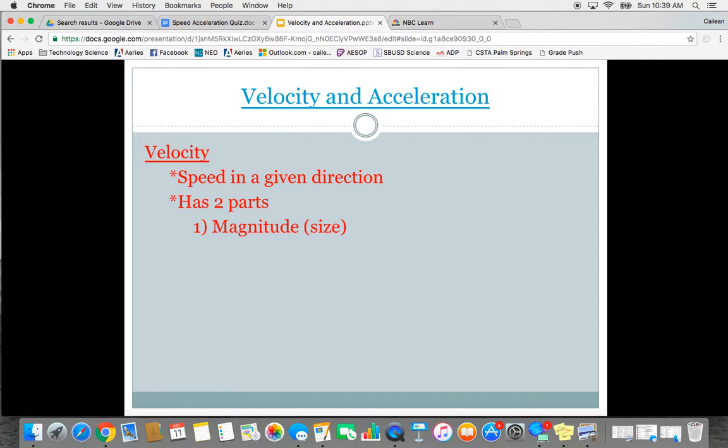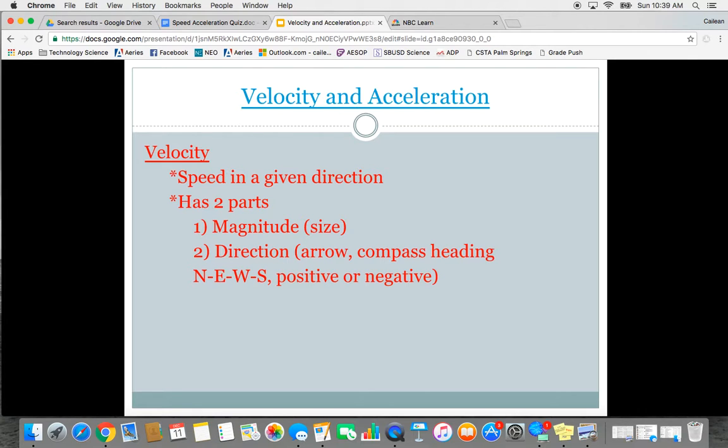So velocity has two parts. It has the magnitude, or the size, which is the number. So for example, you're traveling in a car at 65 miles per hour. Well, the 65 is the number or the size, how fast. And then the only difference between speed and velocity is that velocity has a direction. It's telling us where it's going.